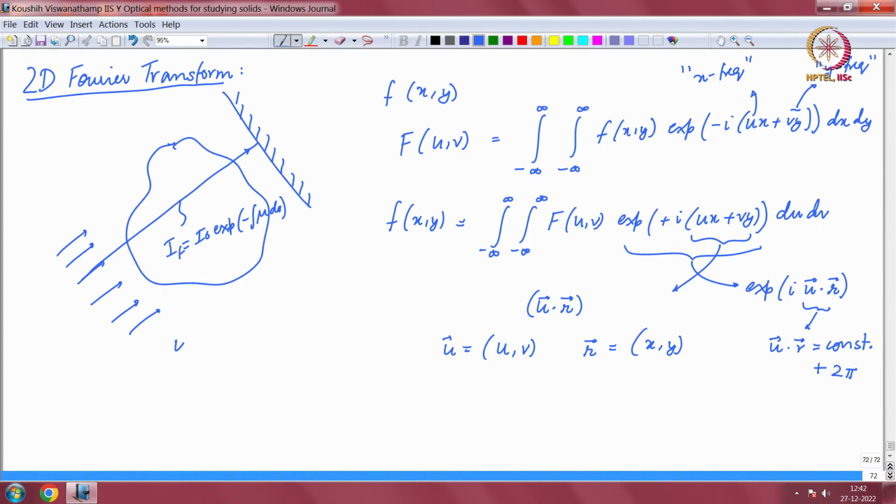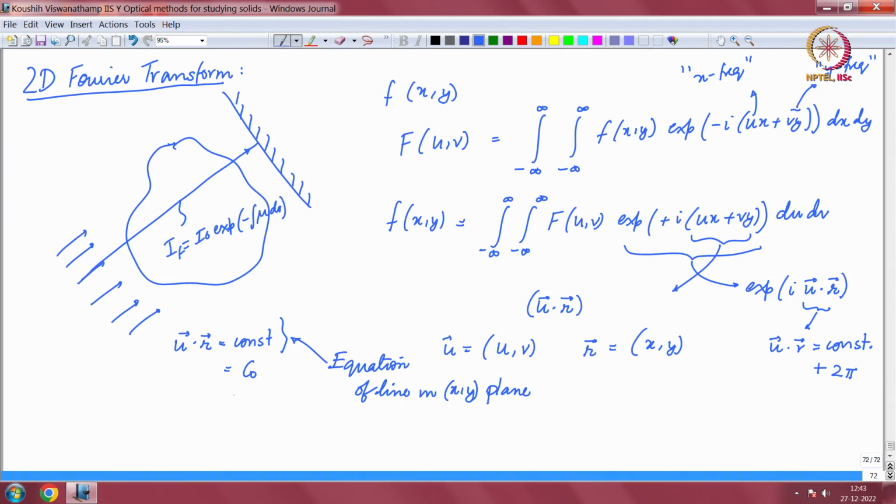This value of u bar dot r bar equal to constant, this fellow represents the equation of a line in the plane, in the xy plane in this case, right. And the line is distant, let us say its constant is equal to some c naught. The distance of the line, the offset or the intercept on the y axis is given by c naught, right.